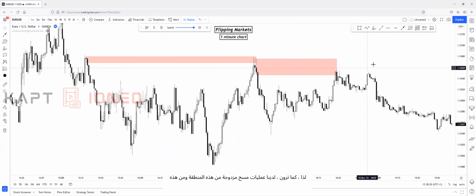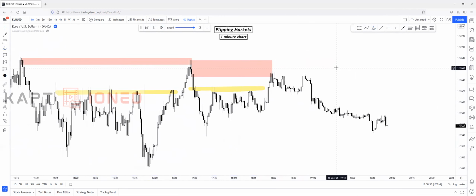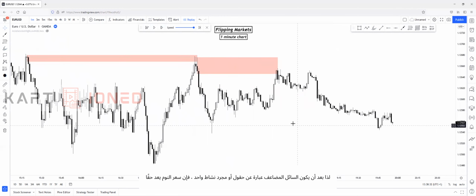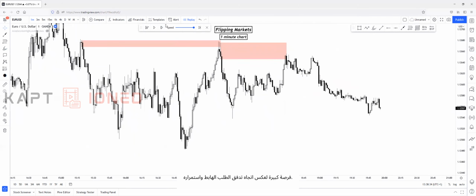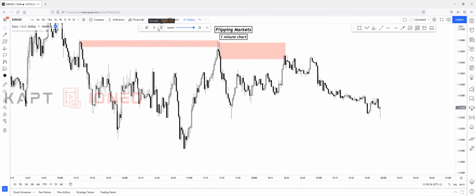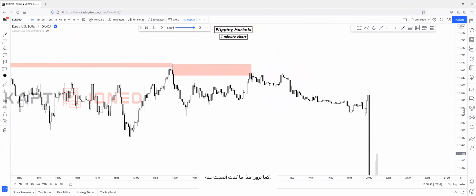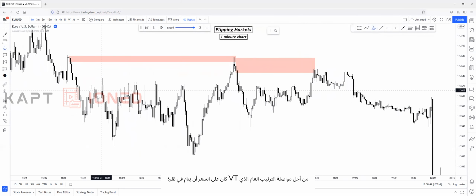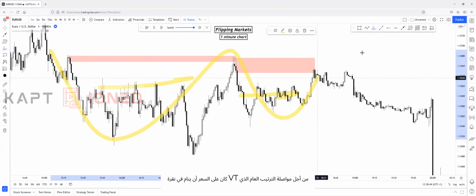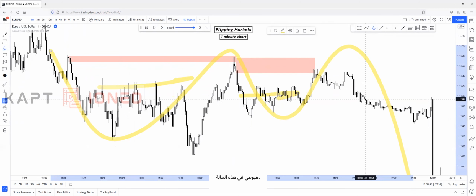As you can see, we had double liquidity sweeps from this region and from this region. So after double liquidity sweeps or just a single liquidity sweep, price has a really great chance to reverse and continue the bearish order flow. As you can see, that's what I was talking about. Price had to sweep enough liquidity in order to continue the overall order flow, which is bearish in this case.